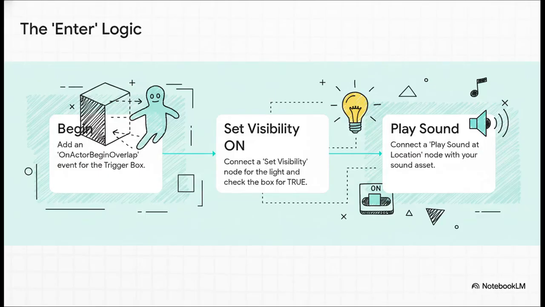All right, back to the level blueprint. Let's build the logic for when the player enters the zone. First, select the trigger box in your level. Then, right-click in the blueprint and add an On-Actor Begin Overlap event. This node fires the instant something touches it.